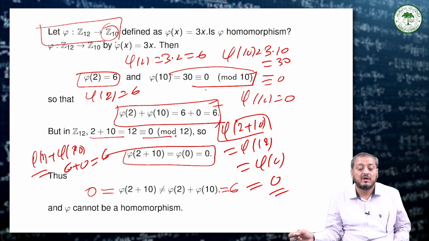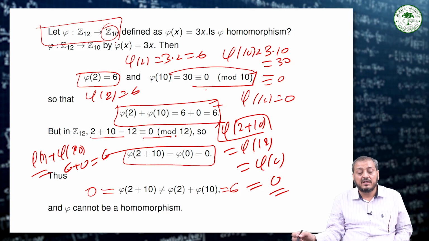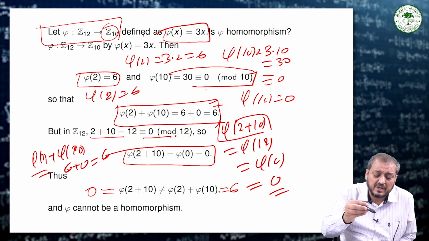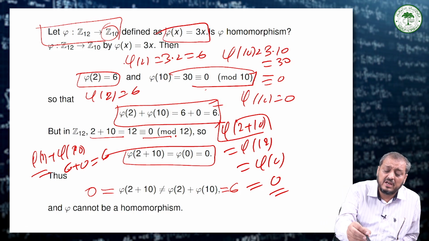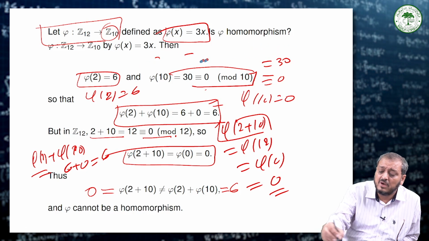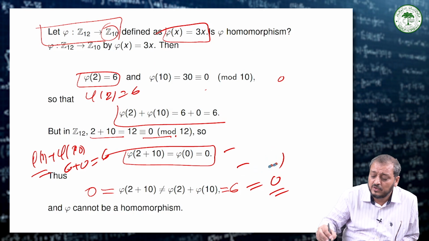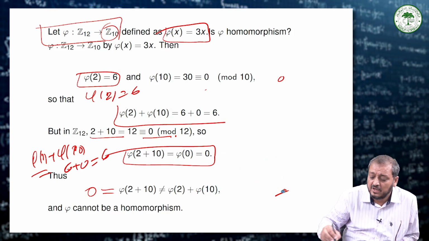We define a map phi from Z12 to Z10 by the mapping of this. It is not necessary to use 2; you can take any other element. We can try one more, verifying in this form. So in place of 2, we take 4.